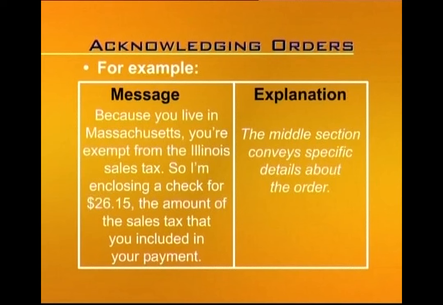Now in the middle section, the writer is conveying the specific details of the order by saying, because you live in Massachusetts, you are exempt from the Illinois sales tax, so I'm enclosing a check for $26.15, the amount of the sales tax that you included in your payment.